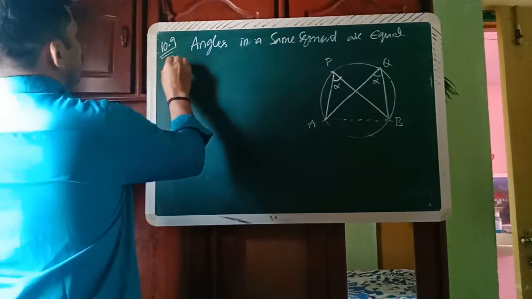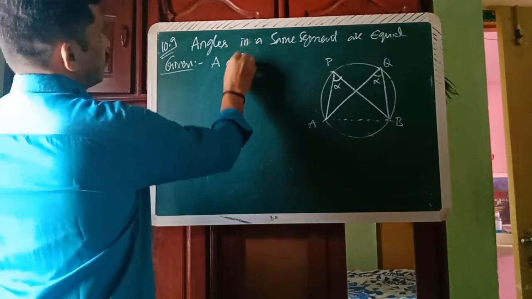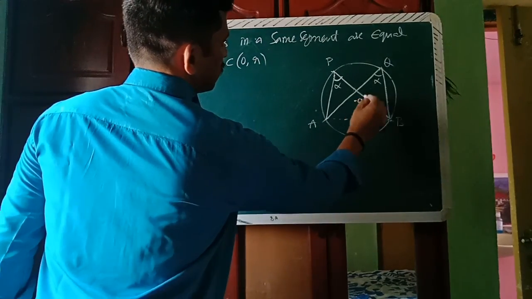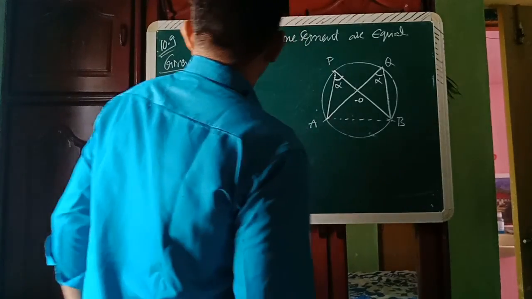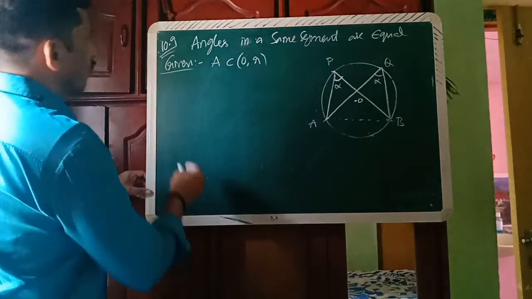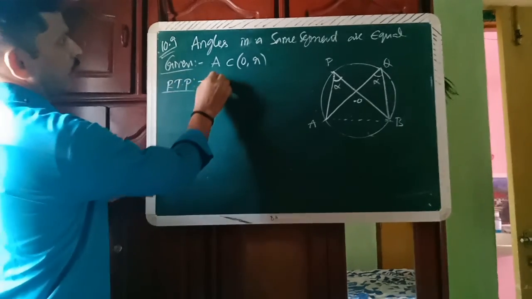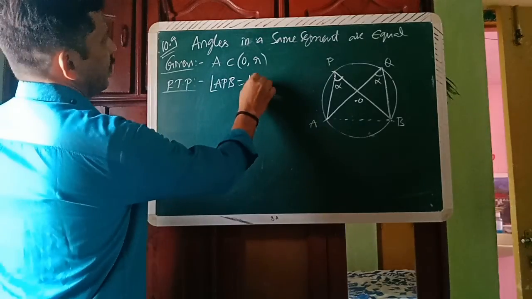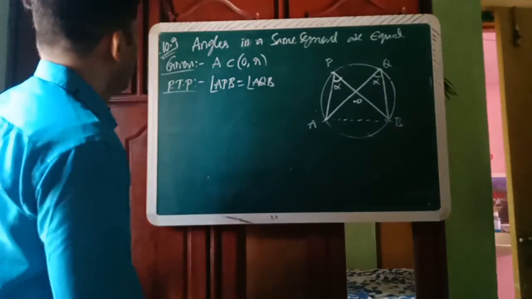See what is given? A circle, center O and radius R. So this is the center O, radius is R. Required to prove, what we have to prove? Angle APB is equal to angle AQB. How are these two angles equal?